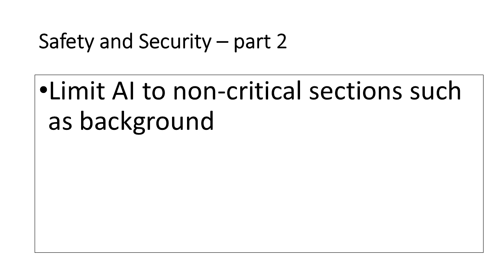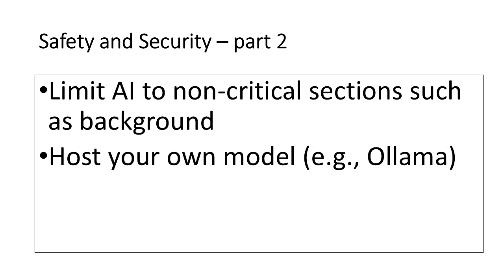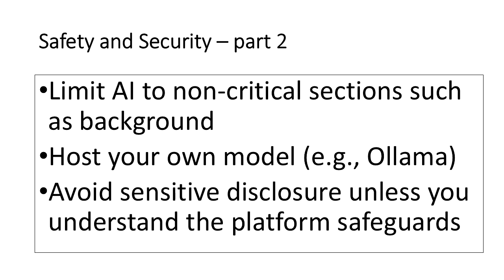One thing you can do is to limit AI to non-critical sections. For example, drafting a background section or summarizing prior art is generally low risk, but you may want to be more cautious with technical details of your invention. Another thing you can do is consider hosting your own model. Tools like Ollama let you run AI locally, which means your data stays on your machine. That's a great option to retain full control of your information. And finally, avoid sensitive disclosure unless you fully understand the platform safeguards. This means reading the privacy terms, checking how data is stored, as we previously discussed.